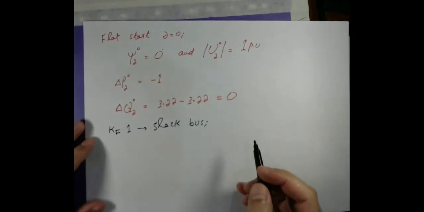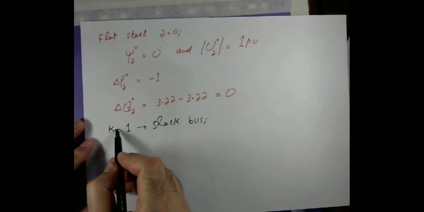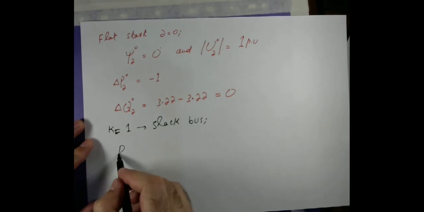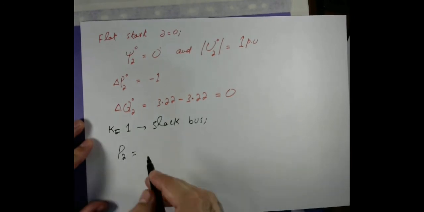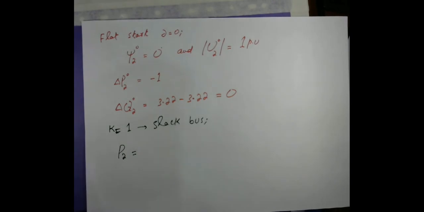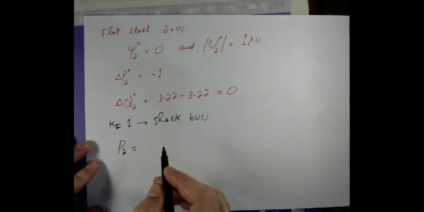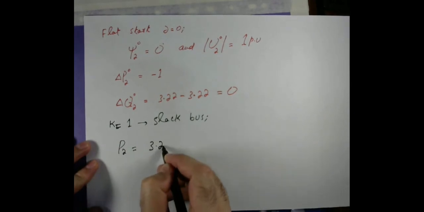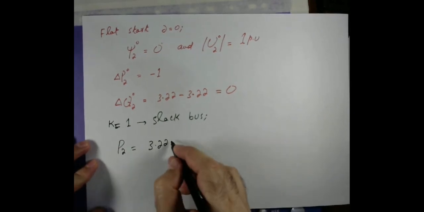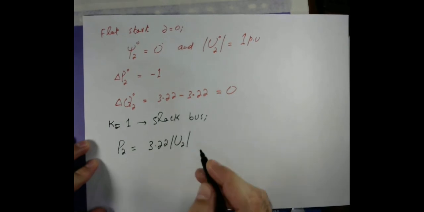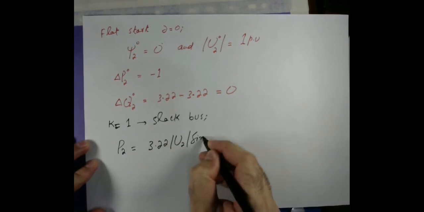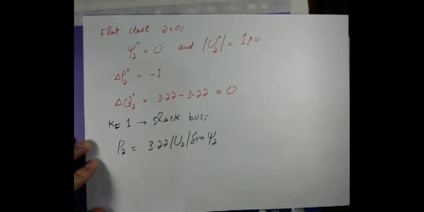So now this is k equal to 1, which is the slack bus. P2 will have only this term. So it will become equal to 3.22 U2 magnitude and sine of psi 2.